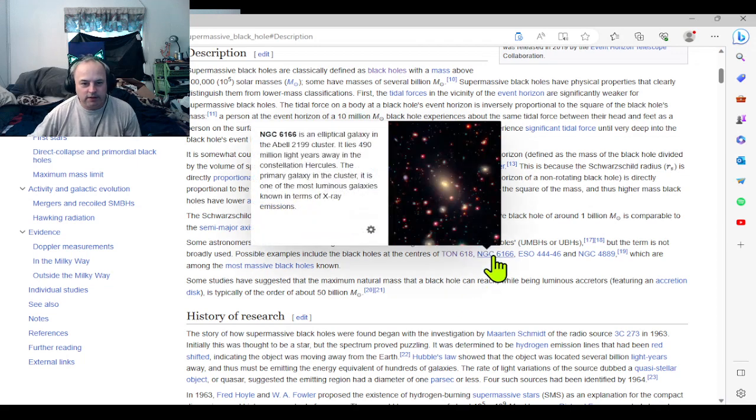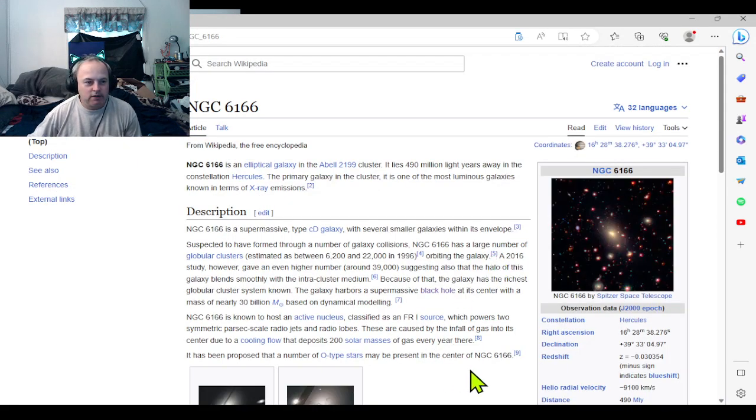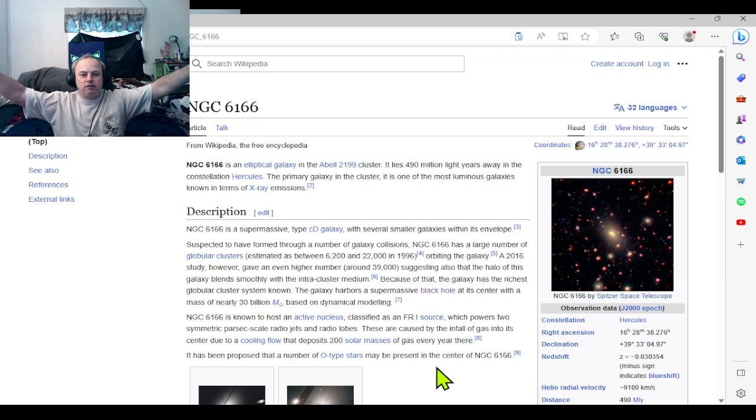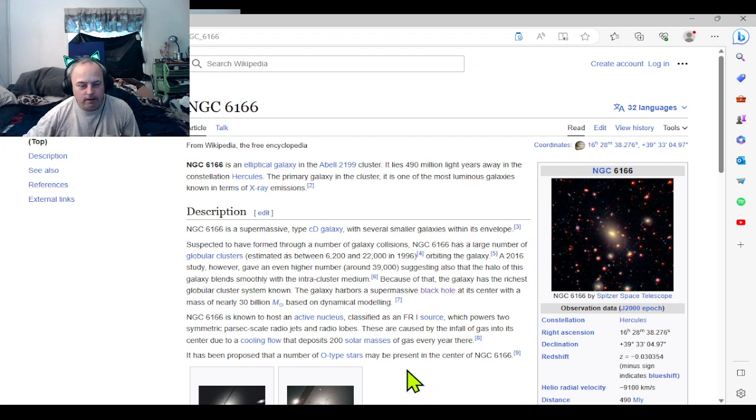So that was done. Let's look at this one. NGC 6166 is a supergiant type cD galaxy with several smaller galaxies within its envelope, suspected to have formed from a number of galaxy collisions. Again, we're talking about galaxies bumping into each other. If the Big Bang took place, it would not be colliding. They would be going out away from the single point. That's why the Big Bang theory does not hold water, because it would all be going away from each other.